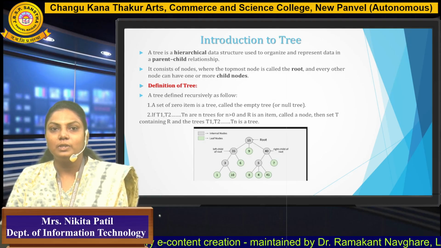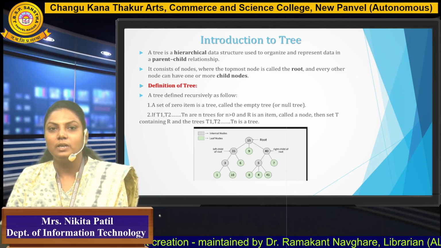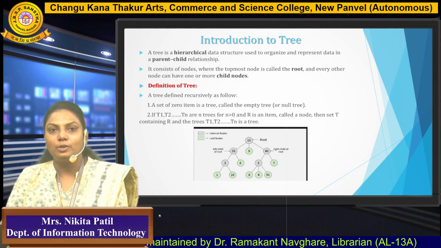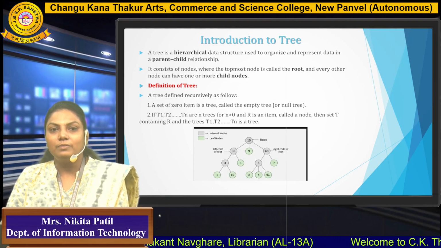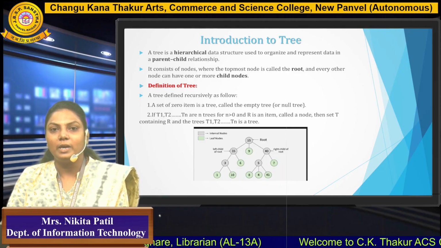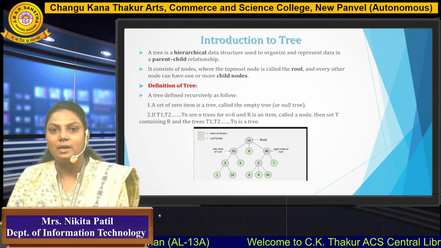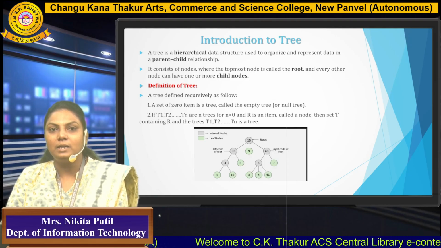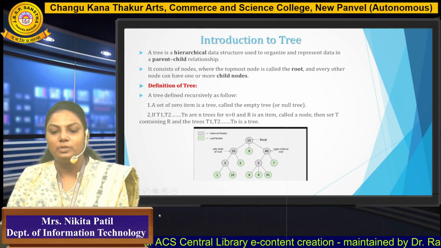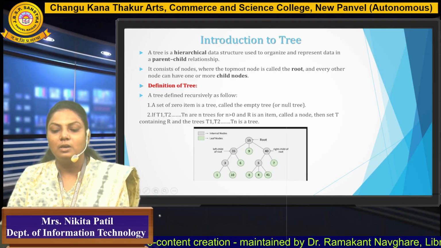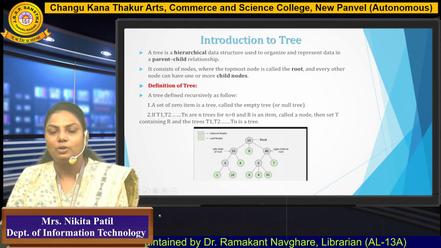The definition of the tree is recursive, as follows: a set of zero items is a tree, called the empty tree or the null tree. If T1, T2 up to Tn are trees, where n is greater than 0, and R is an item called a node, then the set T containing R and the trees T1, T2 up to Tn is a tree. Now see, this is the actual representation of the tree. Here the gray boxes represent the internal nodes and the green boxes represent the leaf nodes. Based on that diagram we are discussing the terminologies of trees.